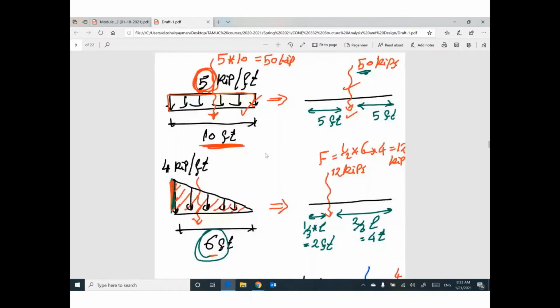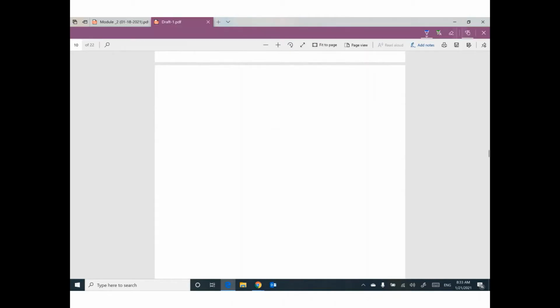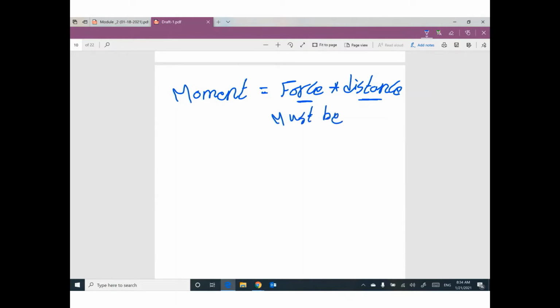Before continuing the reaction calculations, I would like to highlight something for you. Moment equals force times distance. But this force and this distance must be perpendicular.